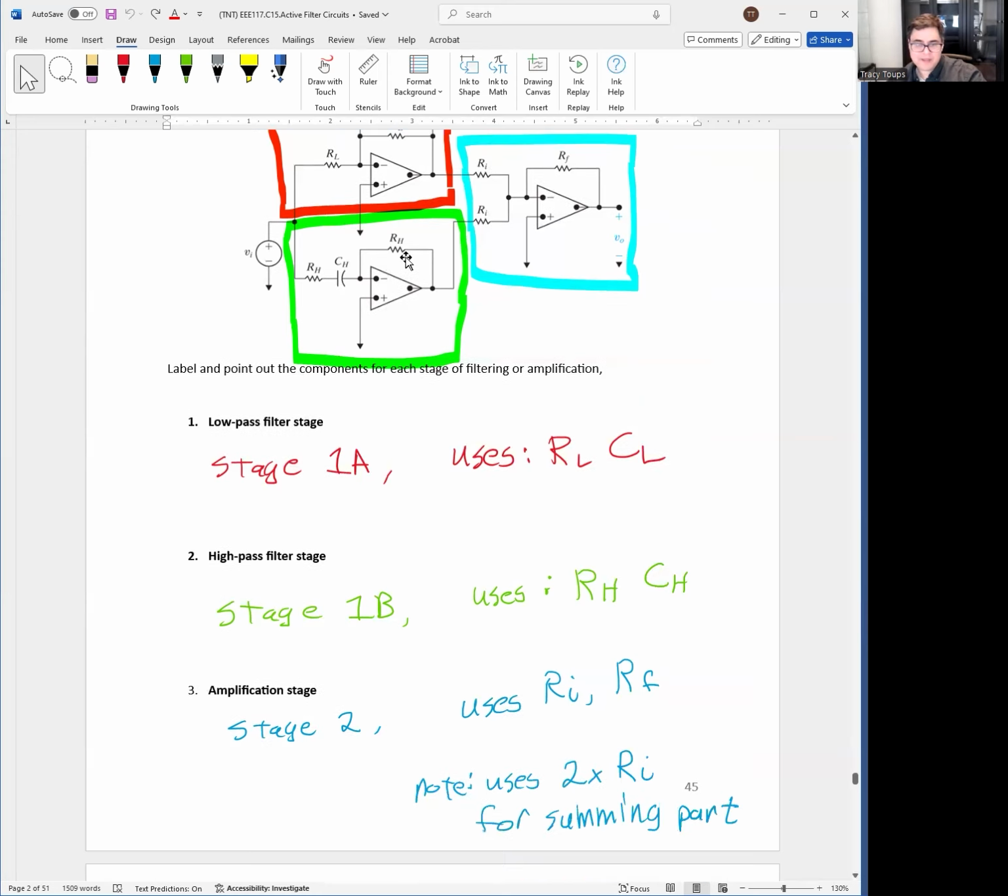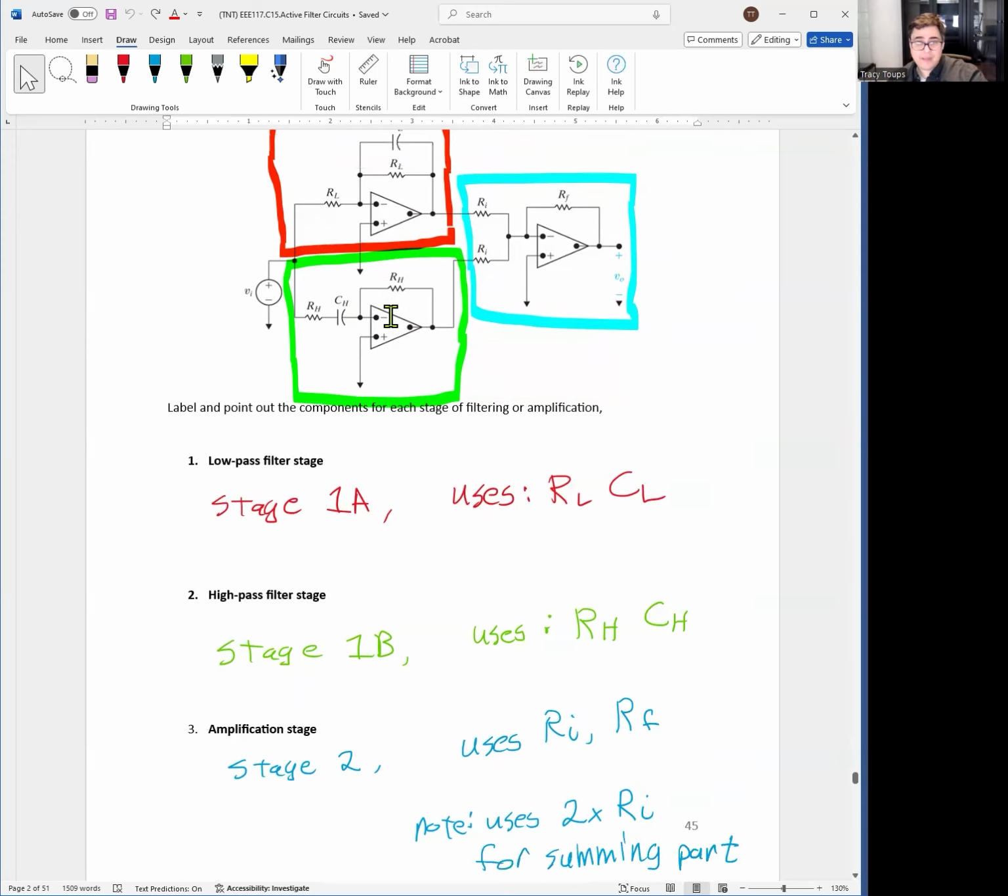Same thing for the high pass stage, stage 1B. You use RH and CH on the input of the op amp to create the filtering effect. And then you have the feedback filter resistor RH right here. As long as these two resistors are equal, your gain is going to be equal to 1, again, because you don't want to amplify the gain coming out of the filtering stage. Okay, the amplification will come here on the amplification op amp.